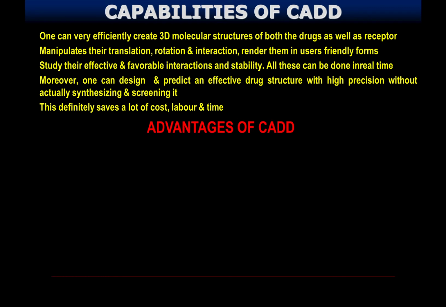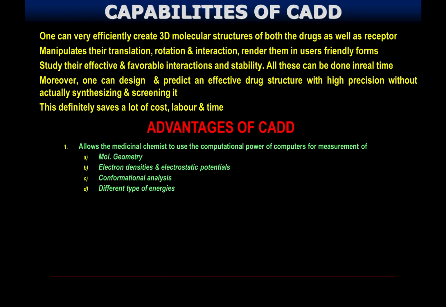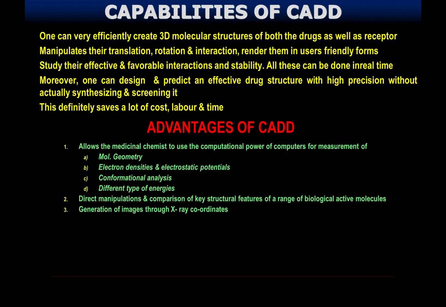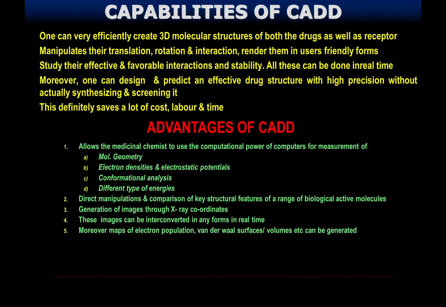So, what are the advantages of CAD or CADD? It allows the medicinal chemist to use the computational power of computers for measurement of molecular geometry, electron densities, electrostatic potentials, conformational analysis, and different types of energies. Direct manipulations and comparisons of key structural features of a range of biologically active molecules. Generation of images through X-ray coordinates. These images can be interconverted in any form in real time. Moreover, maps of electron population, van der Waals surfaces, and volumes can also be generated.